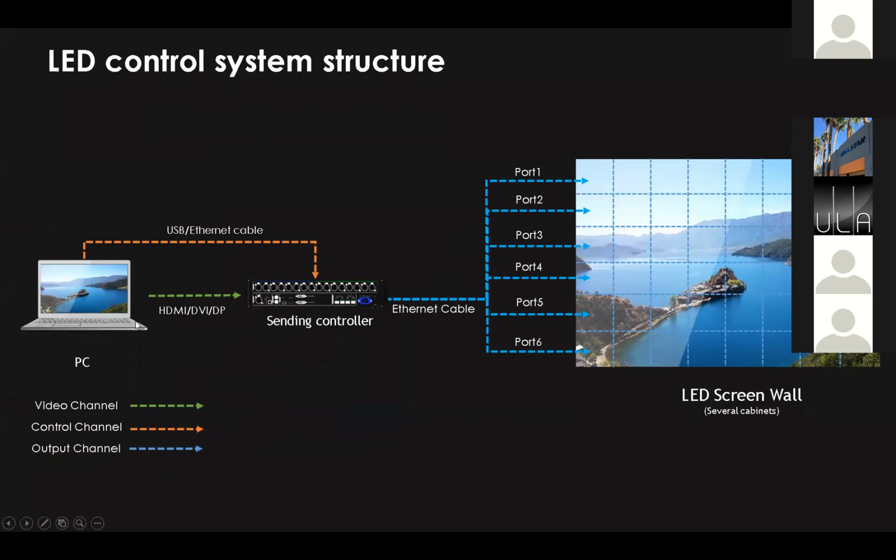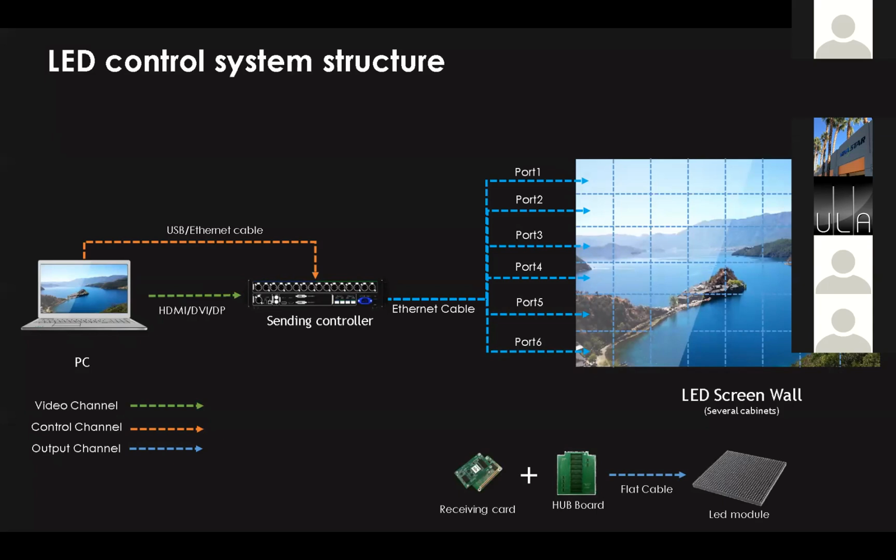The control computer is connected to the sending card through a USB cable or a network cable. Then the sending card is connected to the LED display through network cable from different output ports. And regarding the display, it's composed of many components. This is the basic structure of the whole LED control system. That's the receiving card, hardboard, and the flat cable to LED module.